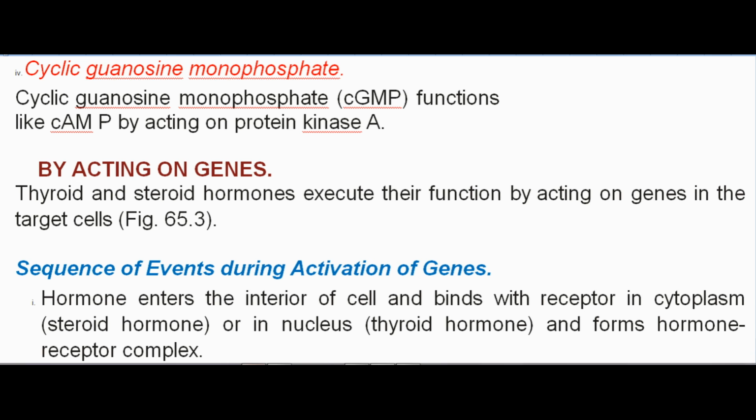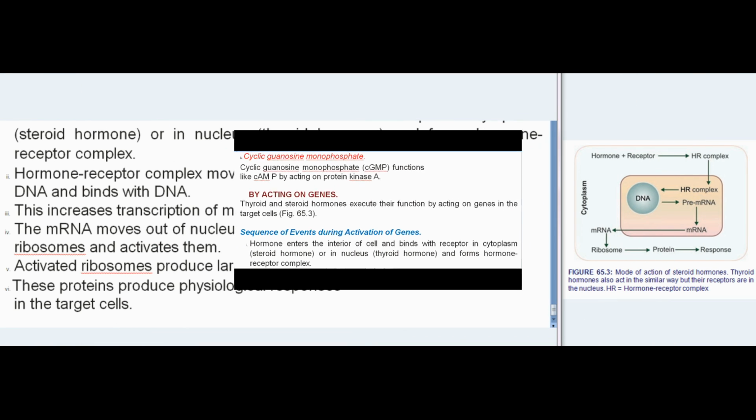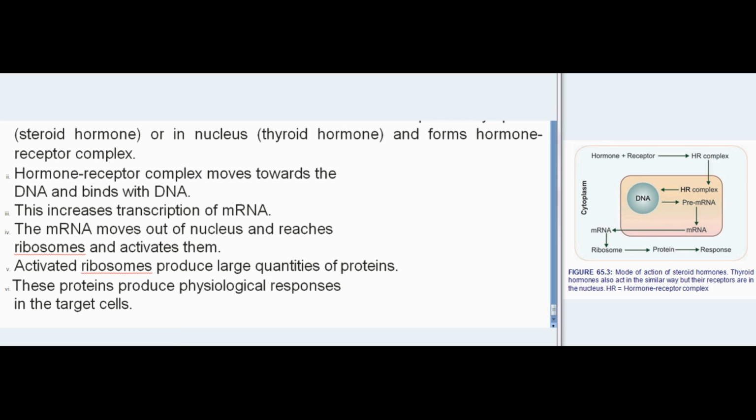By acting on genes. Thyroid and steroid hormones execute their function by acting on genes in the target cells, Fig 65.3. Sequence of events during activation of genes. Hormone enters the interior of cell and binds with receptor in cytoplasm, steroid hormone, or in nucleus, thyroid hormone, and forms hormone receptor complex. Hormone receptor complex moves towards the DNA and binds with DNA. This increases transcription of mRNA. The mRNA moves out of nucleus and reaches ribosomes and activates them. Activated ribosomes produce large quantities of proteins. These proteins produce physiological responses in the target cells.